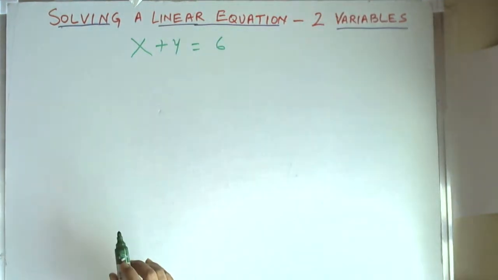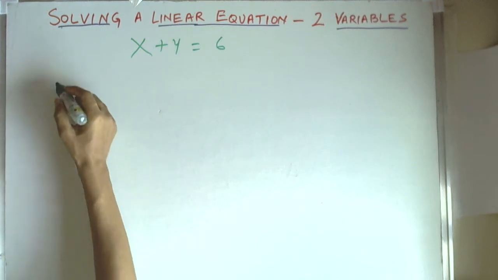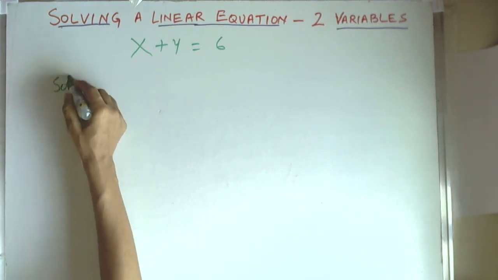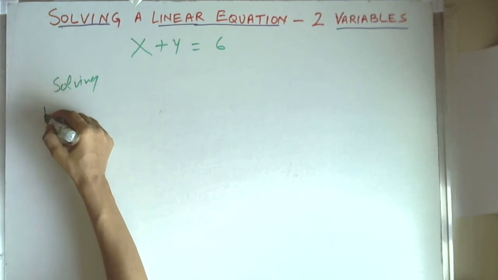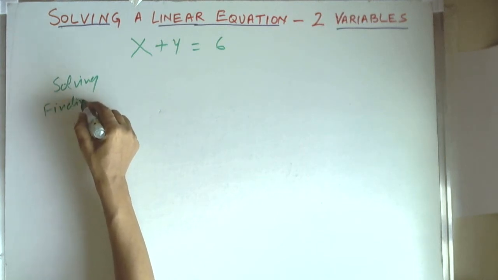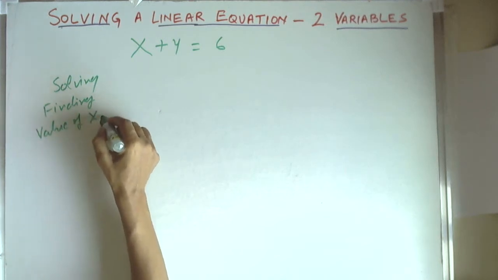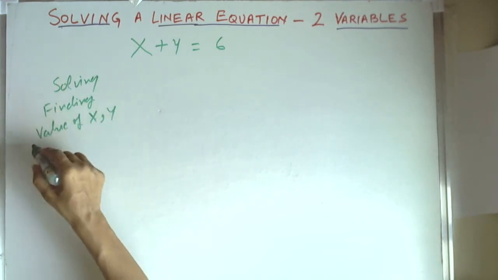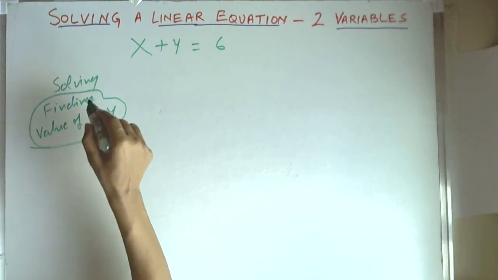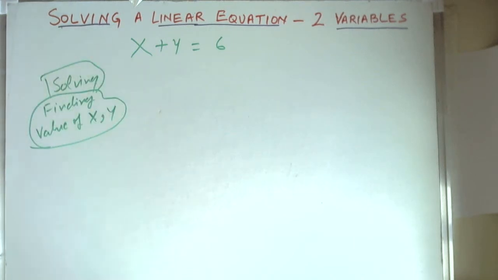And solving means finding the value of the variables, and in this case x and y. So that is what solving means, finding the value of x and y. Now in a linear equation of two variables there are multiple solutions. There are more than one solutions.